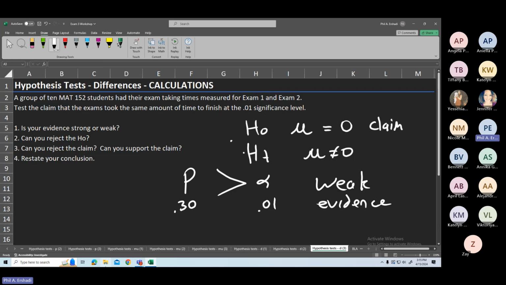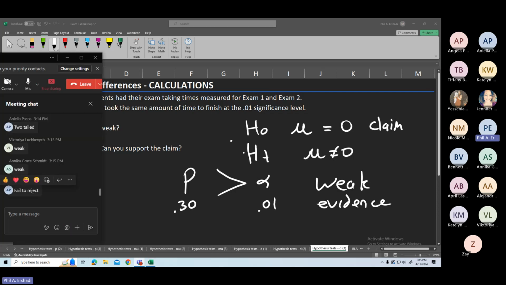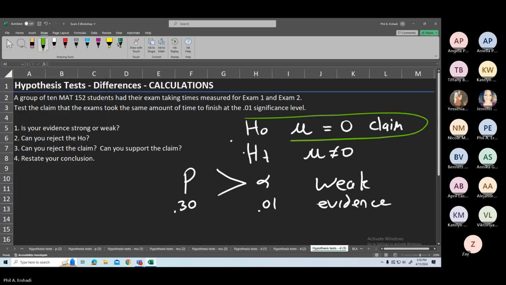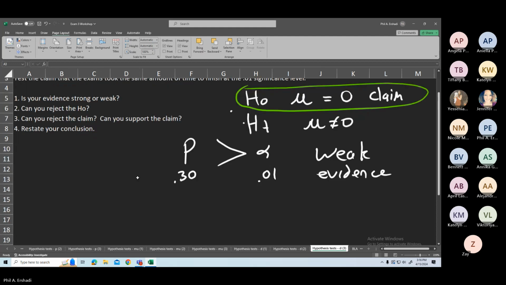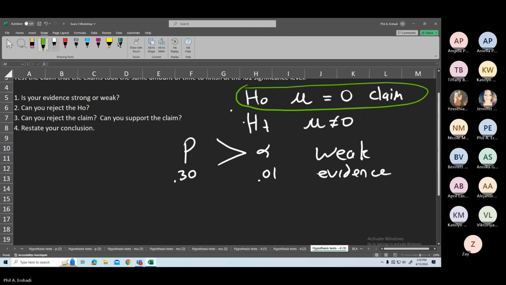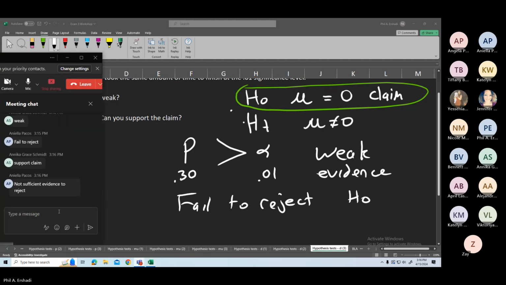So if I have weak evidence, does that mean I can reject my null? I fail to reject. Someone already knows where I'm going with this. We're going to fail to reject the null. Write that down as well. Here's the big test. What does that mean for the claim? Not insufficient evidence to reject, but here's the tricky part. We can't support the claim either.